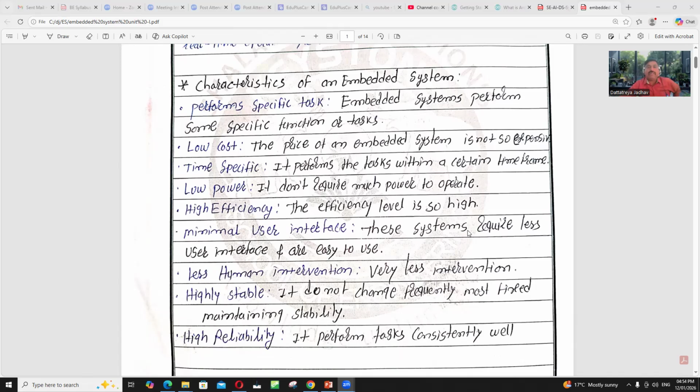The third characteristic is time specific. It performs the task within a certain time frame, right? Whatever time period is given for completion of the task, it should provide the specific output at the given time. So we say that it is a real-time operation. It is a very important parameter. We know that a number of applications depend upon the time specification.